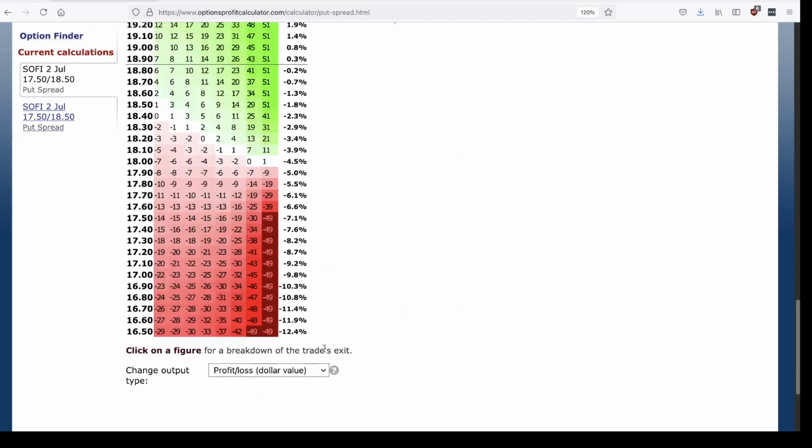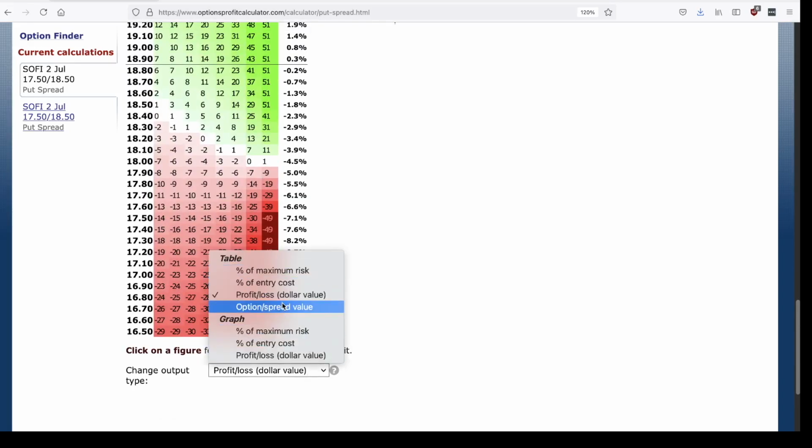Another neat thing about this website is at the bottom here. If you don't like using a table, you can go to a graph. And I think this is the one I want to do.